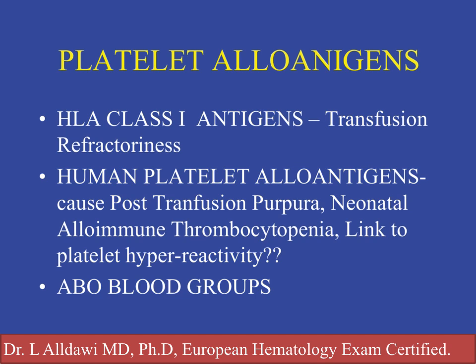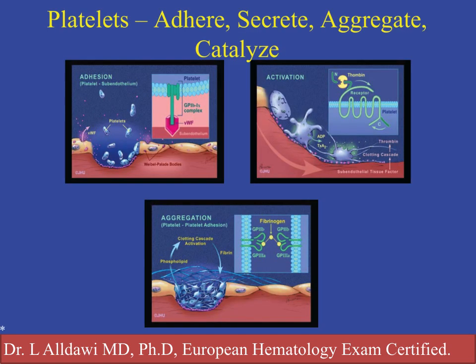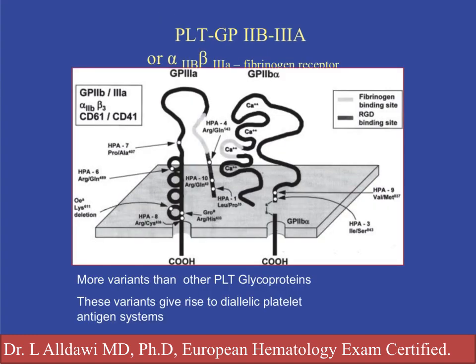We have the ABO blood group, which is present on platelets. However, they don't have a tremendous role to play in transfusion outcome or refractoriness. Platelets adhere, secrete, aggregate, and in order to do that, they need to have integrins on them. Here is glycoprotein 2B3A, and the glycoprotein obviously binds fibrinogen and von Willebrand factor. You can see there are some areas on the glycoprotein where there are amino acid substitutions, and that would give rise to platelet-specific alloantigens.